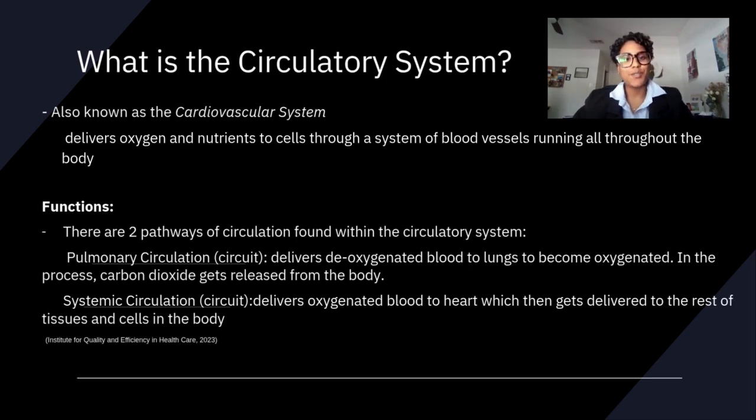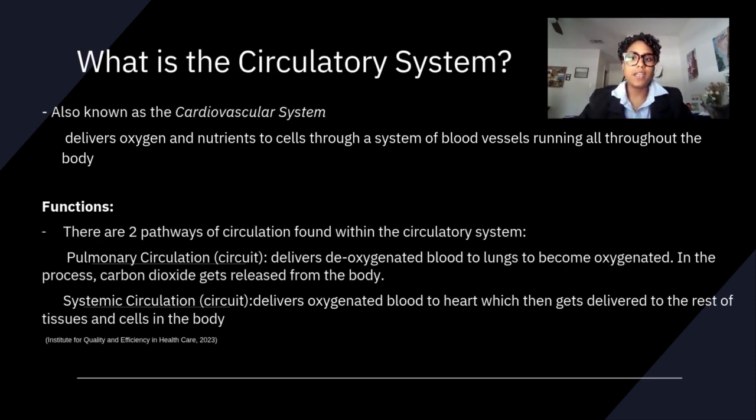Alrighty, so let's jump straight into it. What is the circulatory system? Also known as the cardiovascular system. It is the system that delivers oxygen and nutrients to cells throughout a system of blood vessels running all throughout the body. There are two pathways of circulation found within the circulatory system.